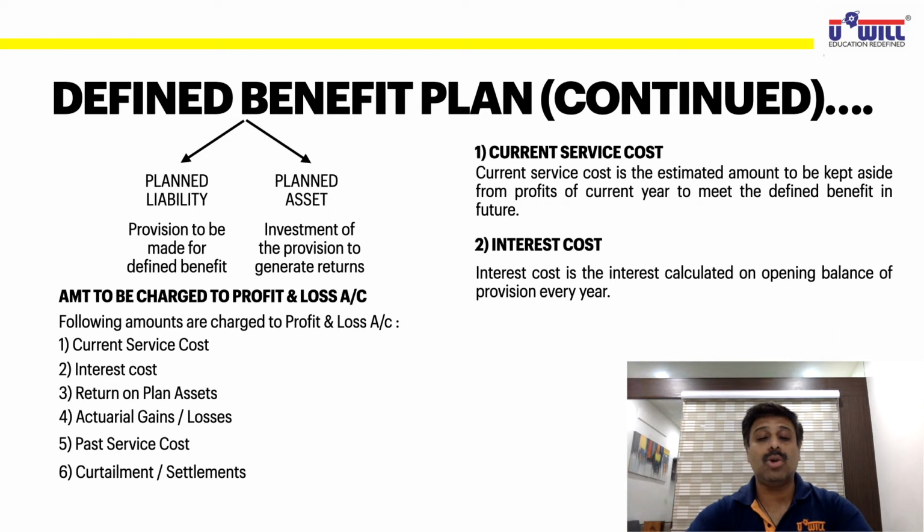So right now you all note down this in your notebook. What is the current service cost? Estimated amount to be kept aside from the profits of current year to meet the defined benefit in future. What is interest cost? Interest calculated on opening balance of provision every year. Return on plan assets and actuarial gains and losses we'll see after solving a practical question on these 2 points, current service cost and interest cost.